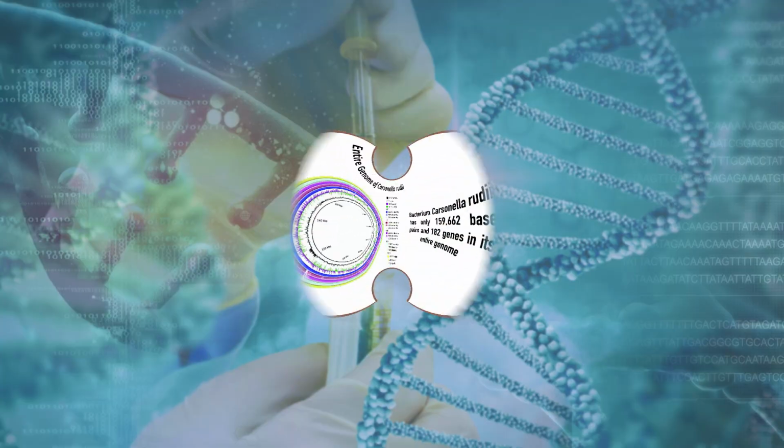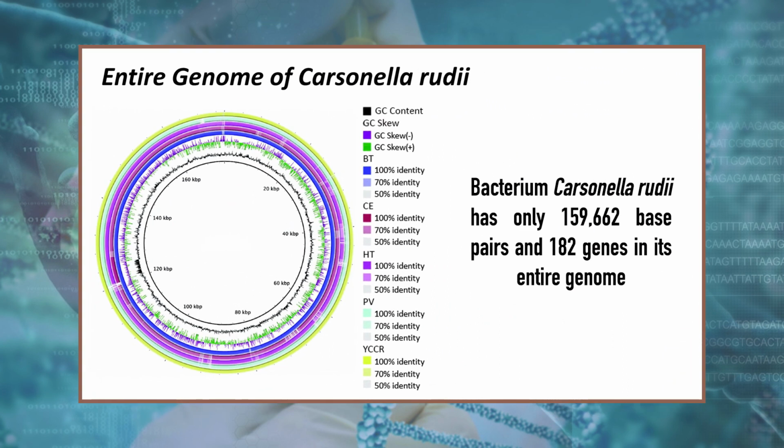Overall, prokaryotic cells have shorter chromosomes with fewer genes. For example, the bacterium Carsonella ruddii has only 159,662 base pairs and 182 genes in its entire genome.